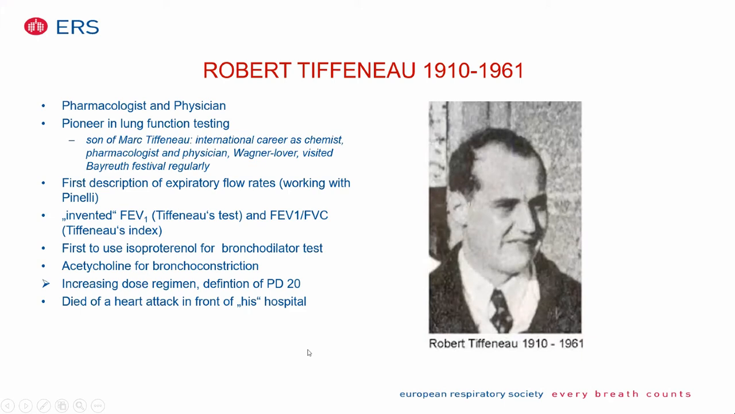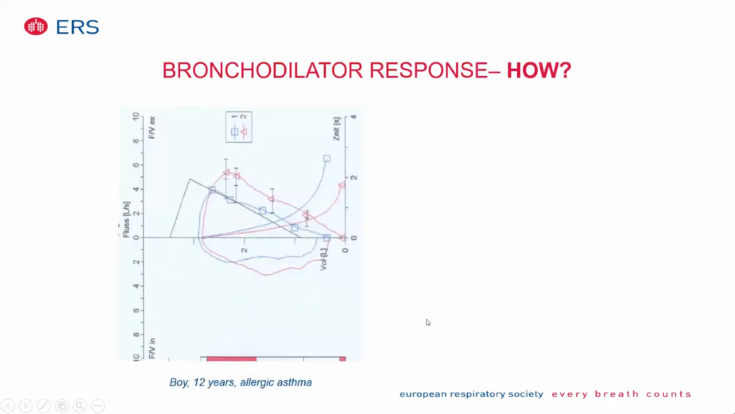With regard to the bronchodilator test, he was the first to use beta agonist isoproterenol to assess bronchodilation, and he was also the first to do pharmacological bronchial challenge testing using acetylcholine. He defined PD20, I will talk about later, but unfortunately his life was rather short. At the age of 50, he died of a heart attack in front of his hospital. So he was a very important person for respiratory physiology and lung function testing.